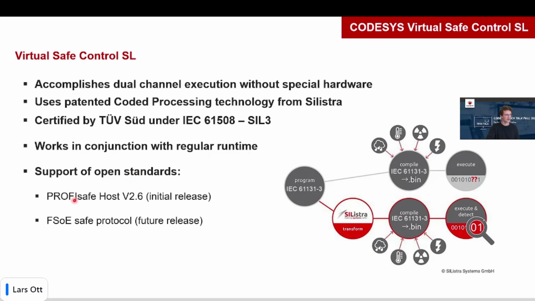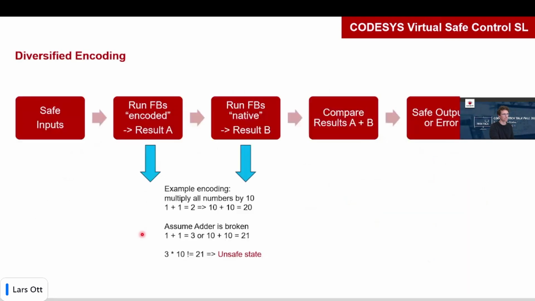With the initial release, we'll support ProfiSafe host version 2.6. So it'll be a ProfiSafe release. And then FSoE, so Failsafe over EtherCAT, will come up in one of the following releases. It's already done. We just looked at the amount of paperwork needed to certify it and decided to start with one release and then get on the paperwork for the second. It's really quite the paperwork exercise.